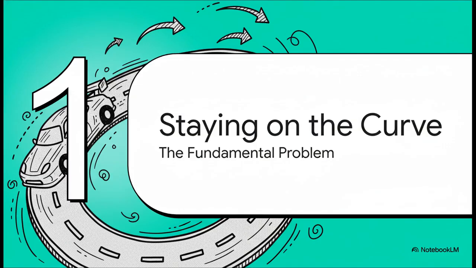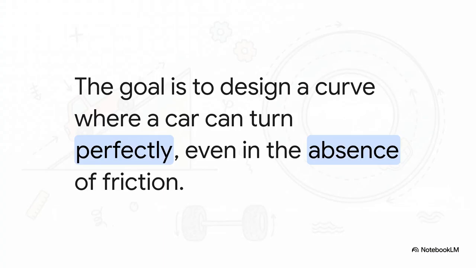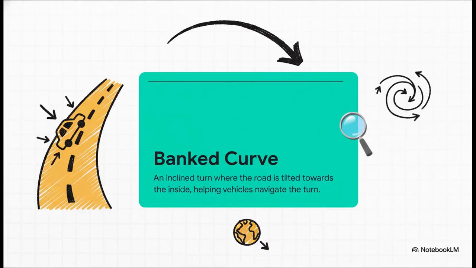Okay, so first things first, let's talk about the basic problem engineers are trying to solve here. How do you get something moving really fast, like a car, to stick to the road when it's going around a curve? Now, here's the really cool part. The ultimate goal, the most elegant solution, is to design a curve so perfectly that a car could take the turn even if the road was a sheet of pure ice. The whole idea is to design it so the car doesn't even need the grip from its tires to stay on course. And the tool they use to do this is the banked curve.